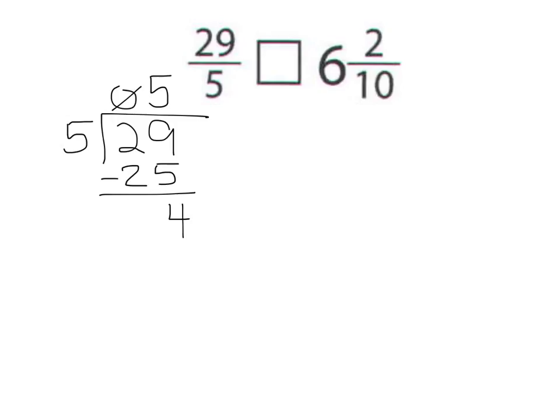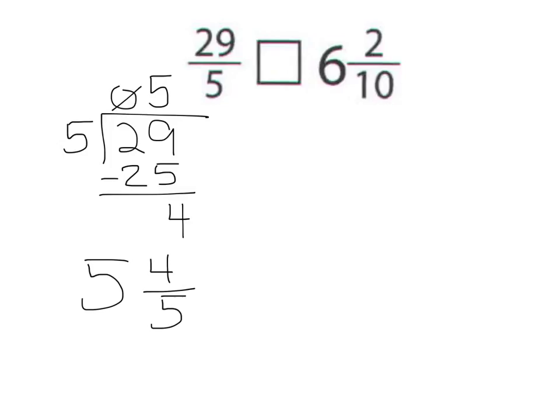So we are left with 5 wholes. And the number that is our remainder is going to be our fraction. So we're left with 4/5. And remember that our denominator does not change. Okay? But we're trying to compare this to 6 and 2/10. Still, we can't compare these numbers because our denominator is not the same.